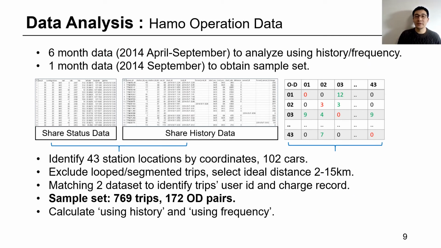Toyota Motor Company provided Hamo operation data of a couple of years. I chose to use one month of data to obtain the sample set for further model estimation. After data cleaning and selecting the feasible trips for the models, I obtained a sample set of 769 trips, and I chose to use the 6 months before that one month of data to analyze the usage history and frequency.